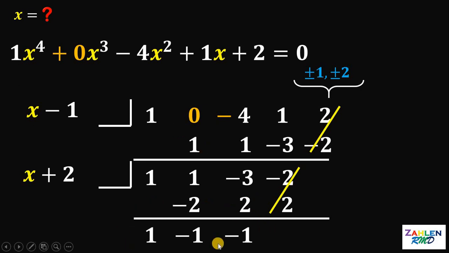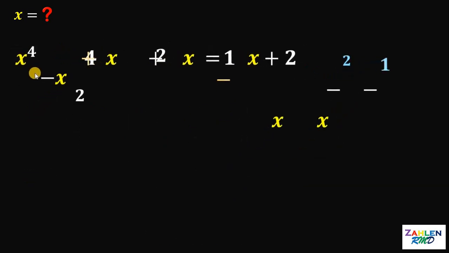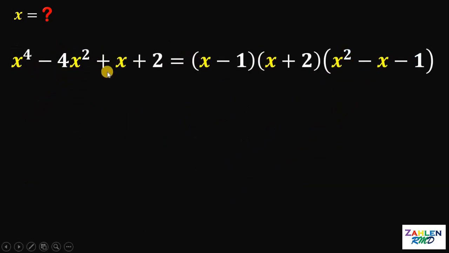Now, in this remainder, we have negative 1 as the constant. For this negative 1, we can put x in this part, and we can put x squared on the next term. So the other factor must be x squared minus x minus 1. Therefore, we can say that x raised to the 4th power minus 4x squared plus x plus 2 can be factored as x minus 1 times x plus 2 times x squared minus x minus 1.